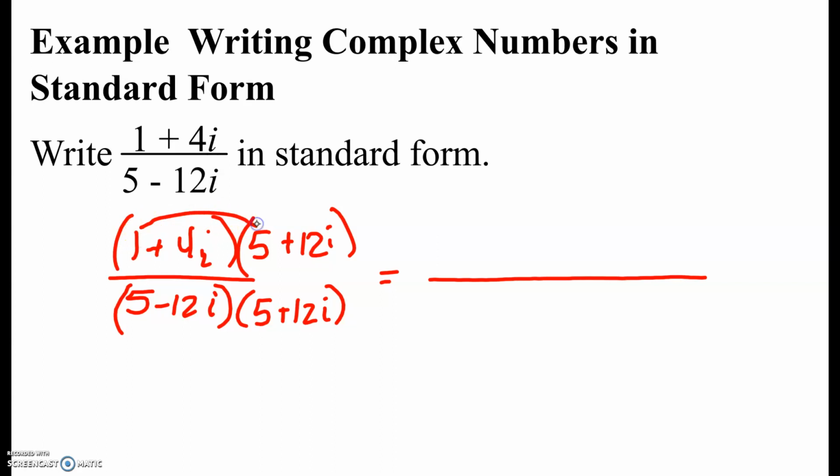In the numerator, 1 times 5, 1 times 12i, 4 times 5i, 4i times 5, sorry, and 4i times 12i. In the denominator, 5 times 5.